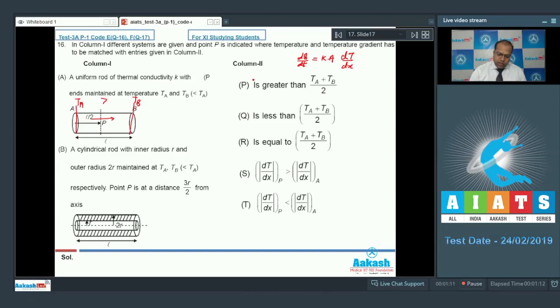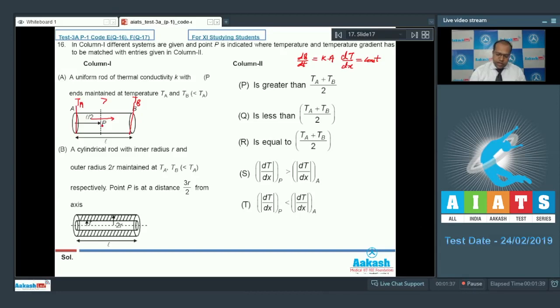So this dQ by dt can be written as (TA minus TB) into A by L times K. So this is constant because the rate of heat flow through each cross section is the same. So we can say that since K is fixed and A is fixed, dT by dx is constant. So the temperature gradient will be constant. It means the temperature is varying linearly from A to B.